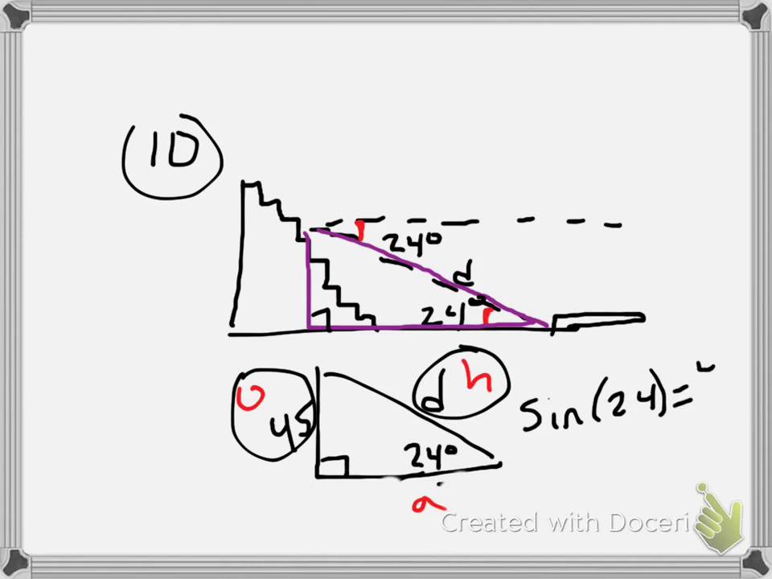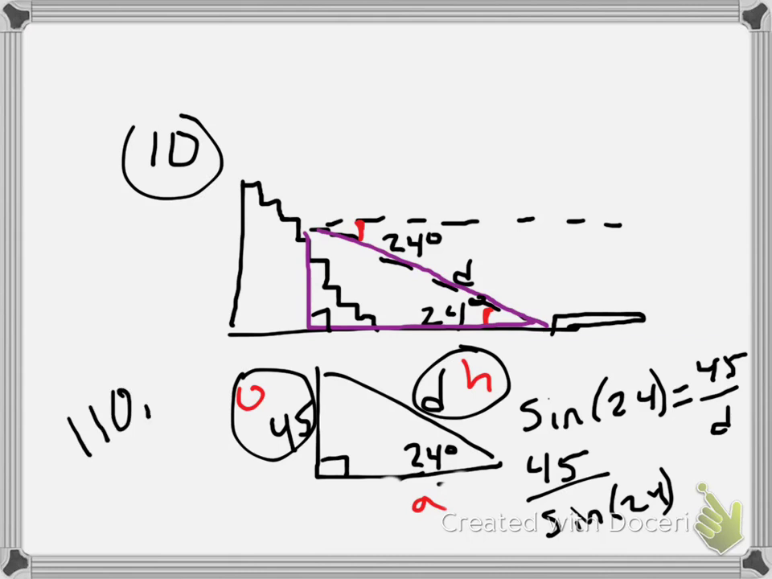Sine of 24 is 45 over my d value. Again, anytime d is your variable on the bottom, you can do a division. So in this case, it's going to be 45 divided by the sine of 24. And in this case, I get 110.64. Okay, so somewhere around there.